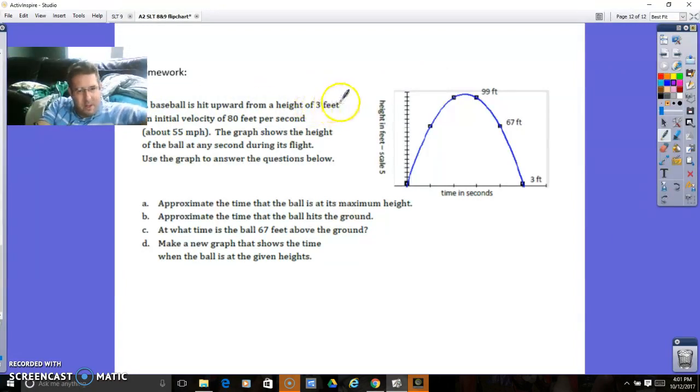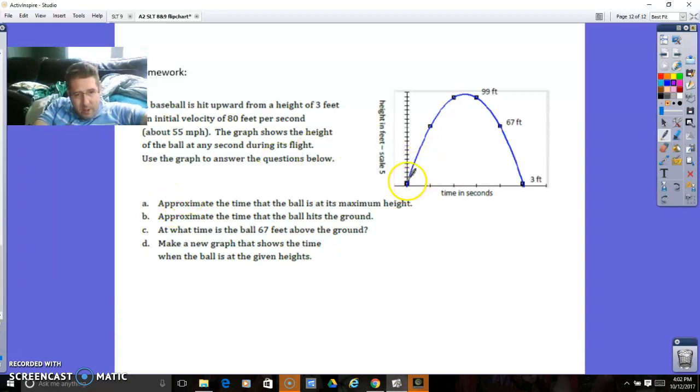A baseball is hit in an upward fashion from a height of 3 feet with an initial velocity of 80 feet per second. So you can tell that the rate of change in the very beginning is going up really fast. And then it's going to slow down, slow down, until it's not going up at all. And then it's going to start heading back down. So its rate of change is changing constantly.